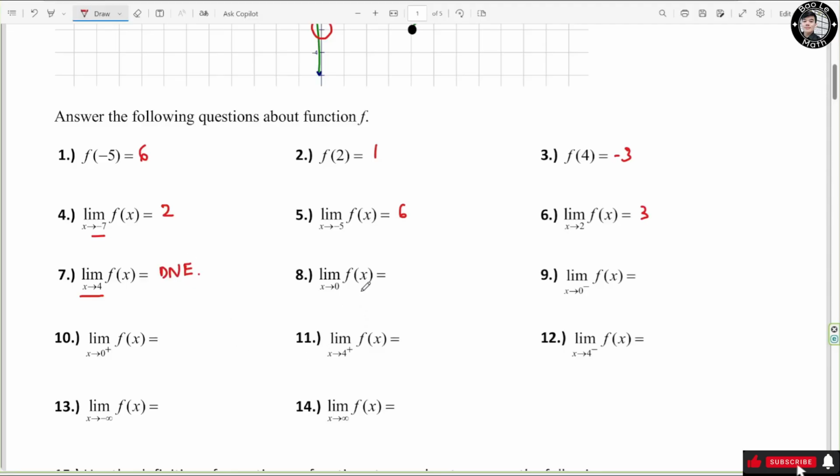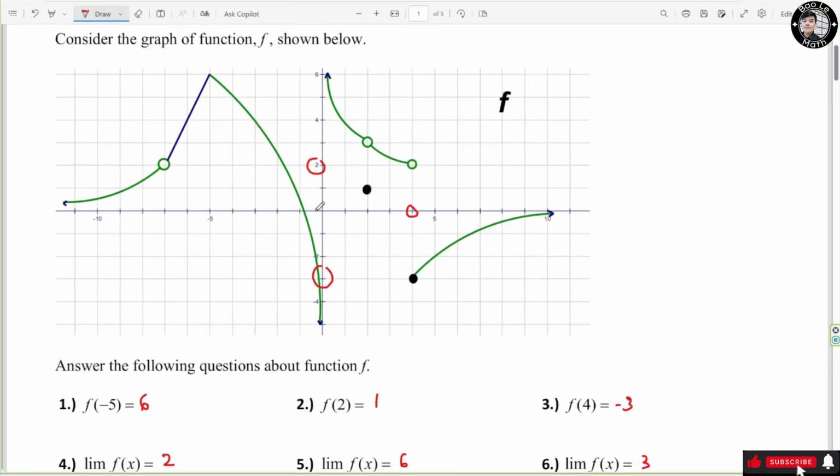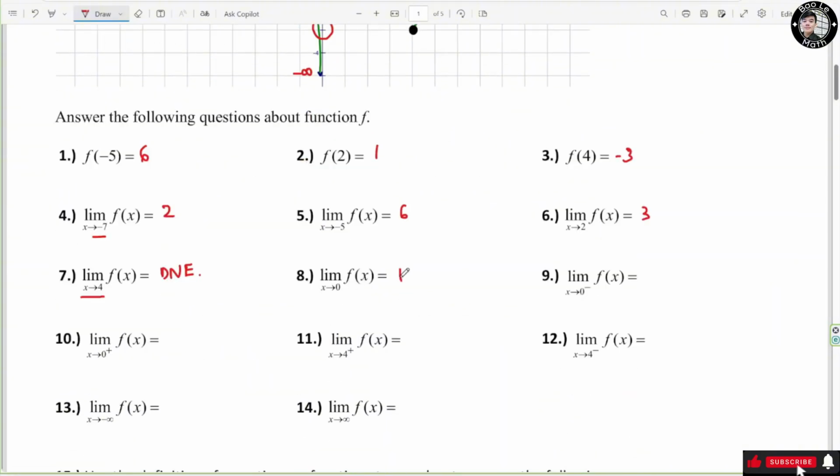Question 8, limit of the function f of s when s approaches 0. So 0 is right here. Limit of the function f of s when s approaches 0 plus is positive infinity. When s approaches 0 minus, it can be negative infinity. They are different. So the limit does not exist.